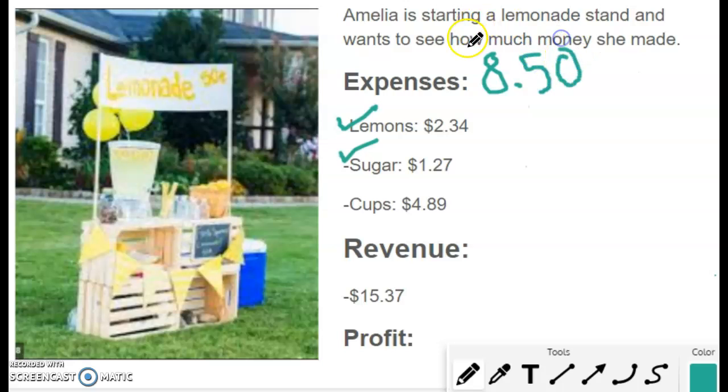And when she sold her lemonade, she had $15.37. But that's not her profit. That's just the income. That's the amount of revenue. That's the money that people brought her. So in order to find the profit, we have to subtract these two.